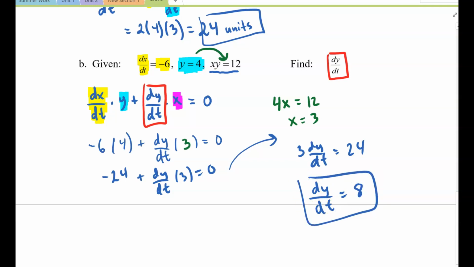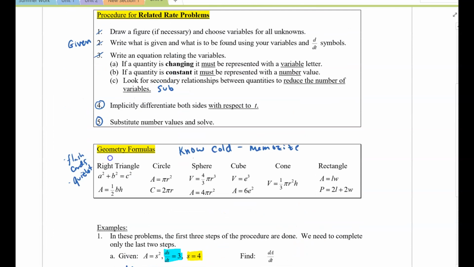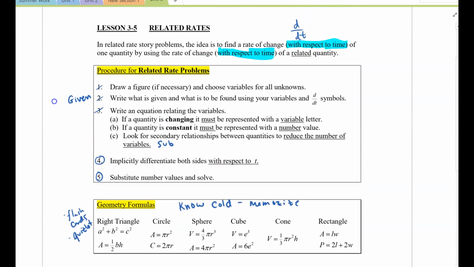Okay, and there it is. I'm going to end this video. The next 2 examples are context heavy, so we'll be going through this whole problem solving process and looking at those. Okay, so thanks for watching. I'll catch you next time.